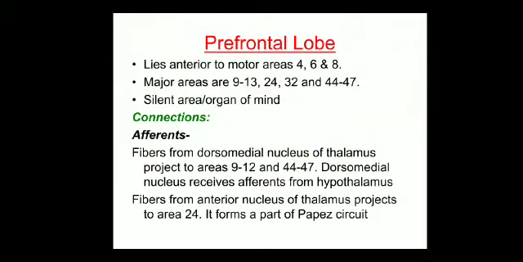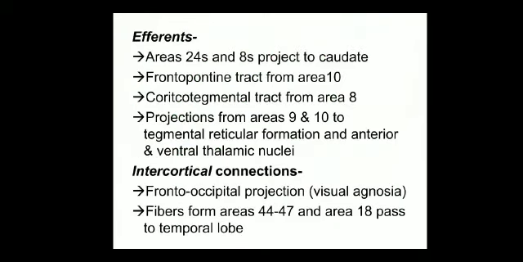Then it also receives from the anterior nucleus of the thalamus. This also projects onto the cingulate gyrus of the prefrontal lobe. So this is the afferent. And then the prefrontal lobe forms a closed circuit connection with the thalamus called the Papez circuit. This circuit is responsible for the EEG and also for the emotions.